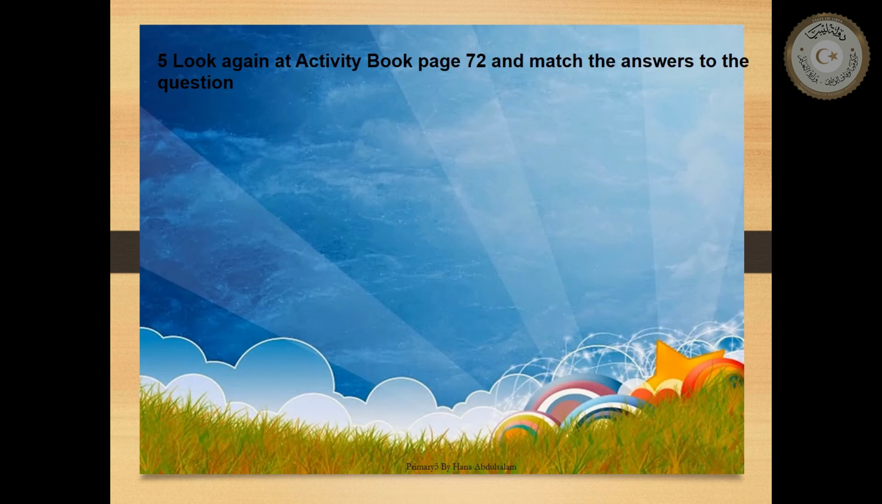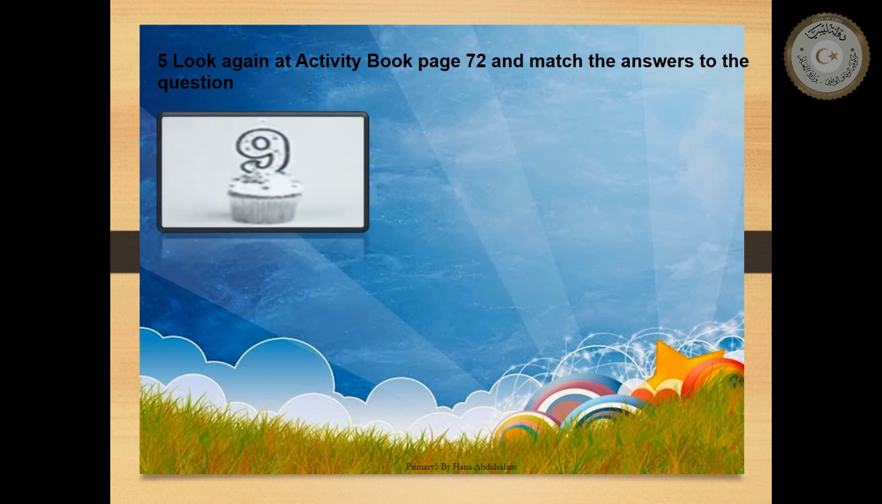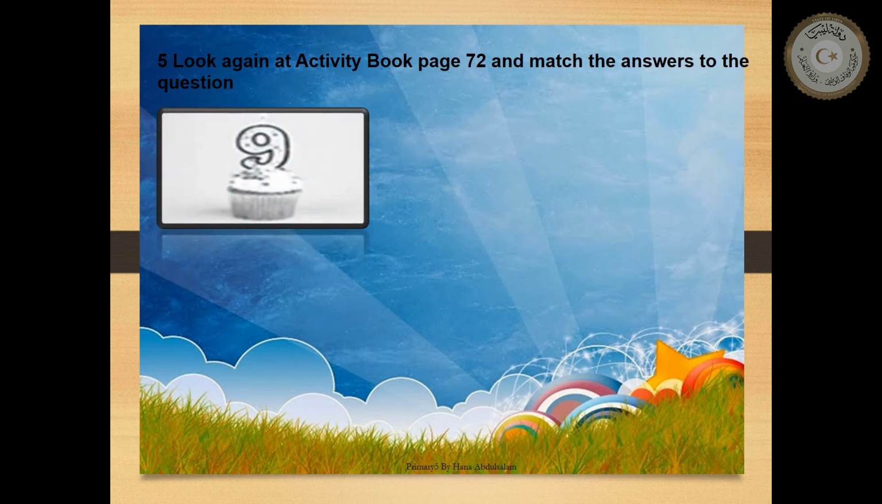Okay, number 5. Look again at activity book page 72 and match the answers to the questions. So now we have more explanations about questions. We will start with the first picture. It's number 9. So what's the question? How old is she?